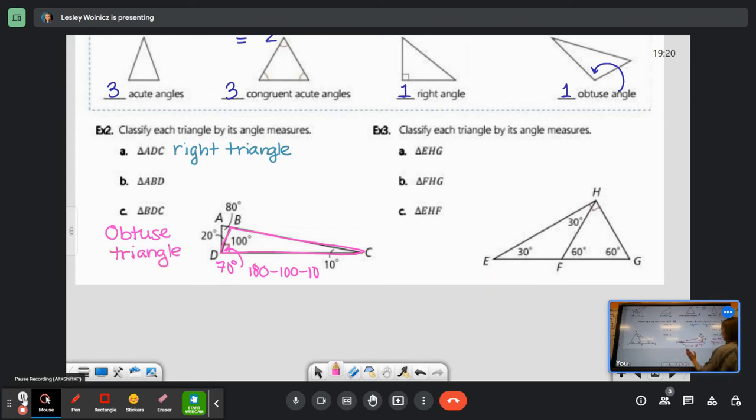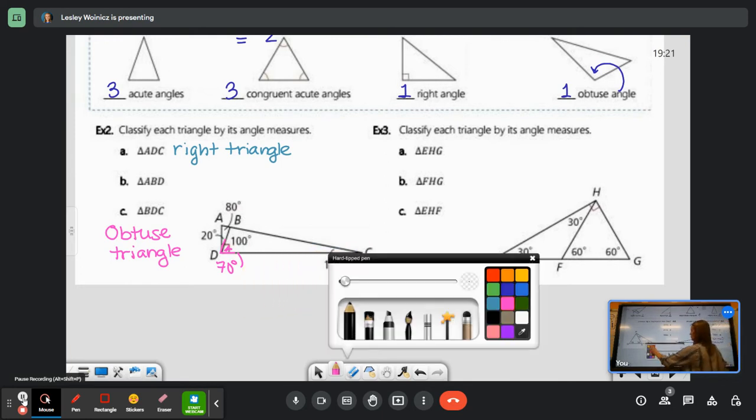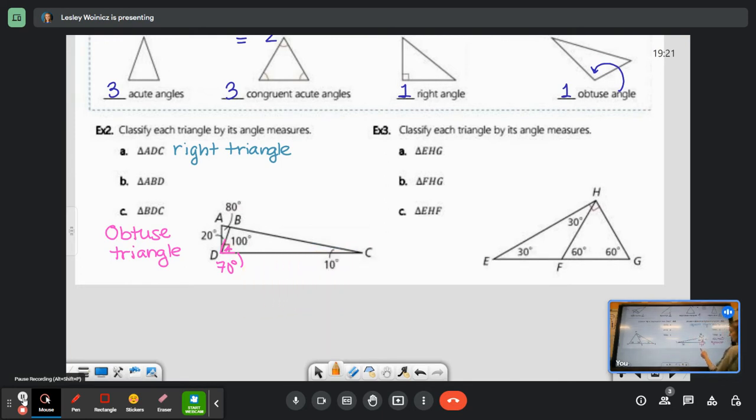All right, now I'm ready to talk about the other one. All right, so we figured out that this guy's 70. Okay, its complement in the 90-degree angle is 20. Okay, 20 and 70 make 90.